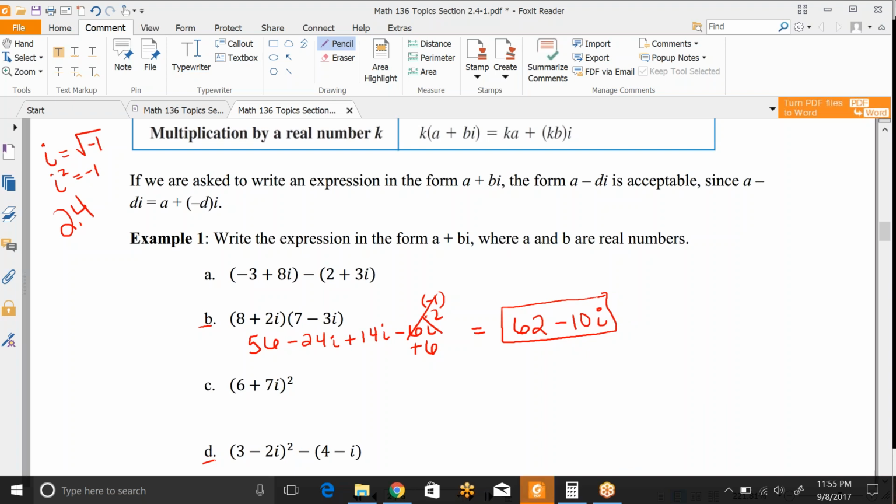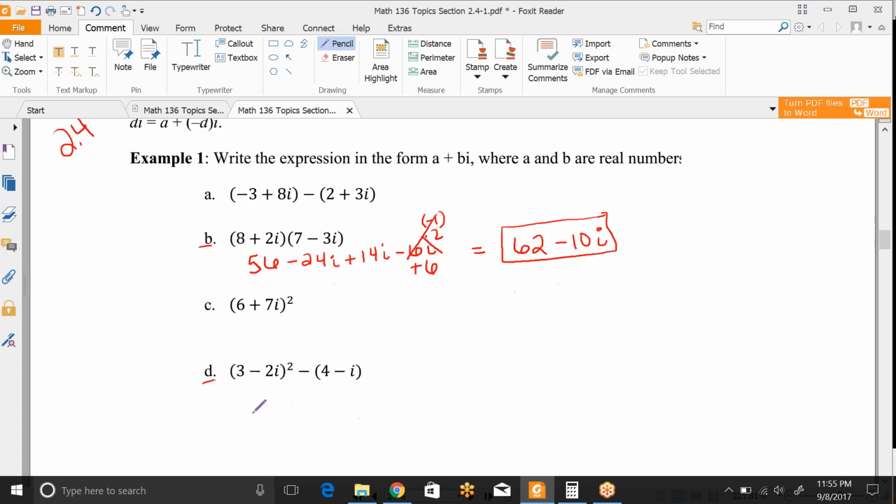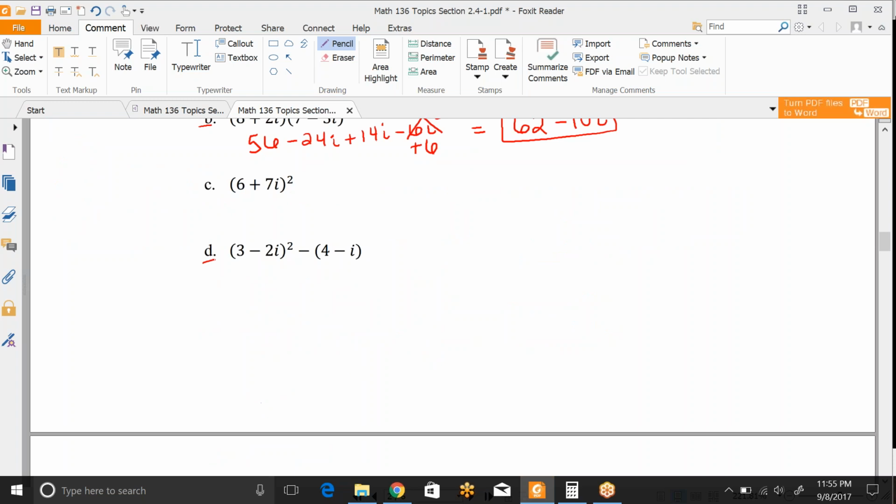All right, so looking at D, D has something we're squaring, and then we're also subtracting here because we see this minus sign. So if we're going to do the squaring part first, just like order of operations, we're going to write 3 minus 2i, and another 3 minus 2i, and then we'll bring down our minus parentheses for minus i. So we're going to distribute this out again.